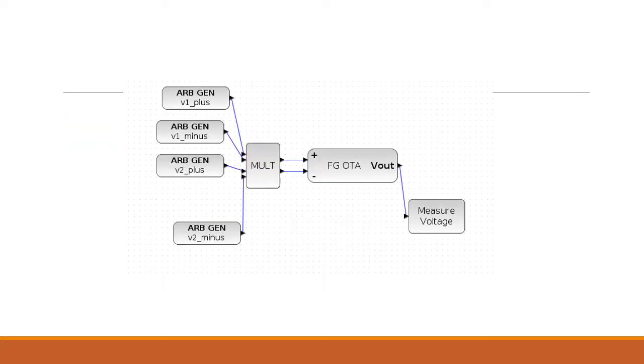Here we can see the schematic of the Gilbert multiplier, and as we can see, we have used a multiplier block along with the floating gate OTA. The reason we use the floating gate OTA is that the multiplier block has two outputs, and since we require only one output at the measure voltage block, we use a floating gate OTA to convert these two outputs into a single output. For the inputs of the multiplier, we are using four voltages, V1 plus, V1 minus, V2 plus, and V2 minus, which can also be thought of as V1, V2, V3, and V4.